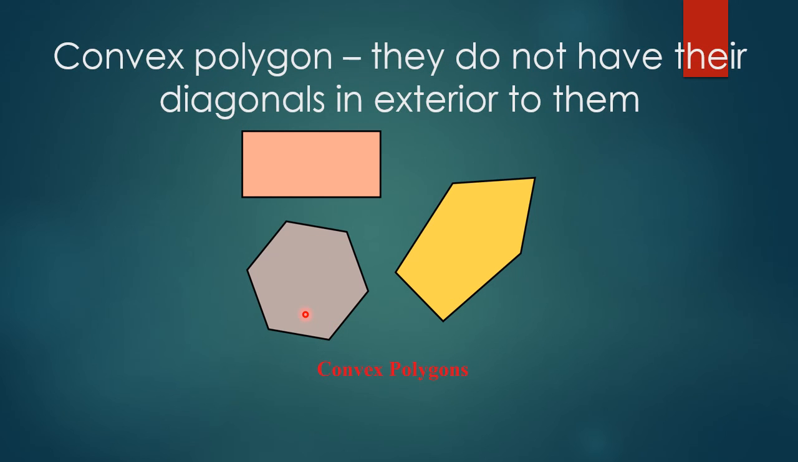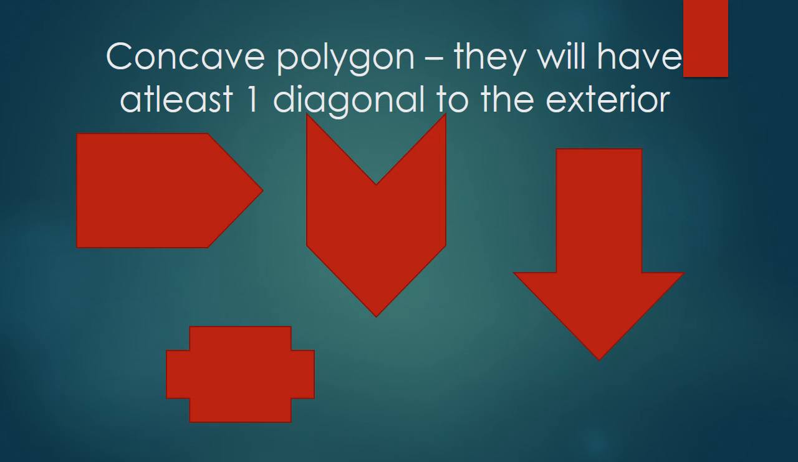So a convex polygon is a polygon that does not have its diagonals exterior to it. Next we have concave polygons. Here we have at least one diagonal outside the figure. See here, when you join these two vertices, it will be exterior to the figure. So here also we have exterior, and here we have exterior. So we call them concave polygons.